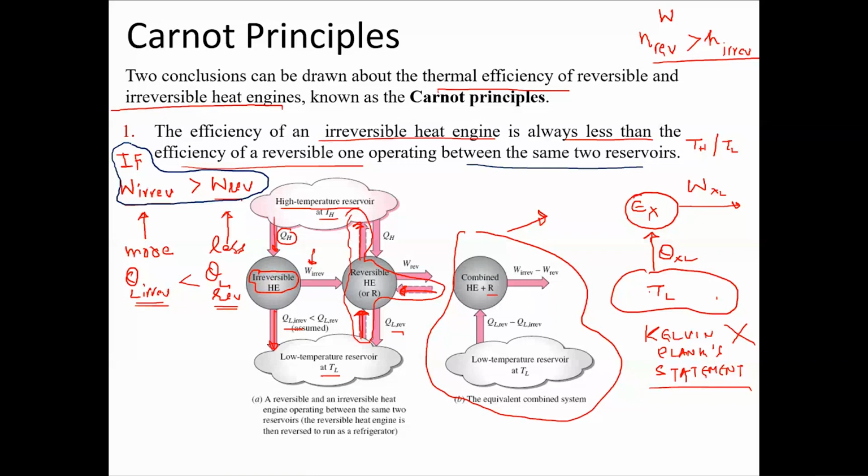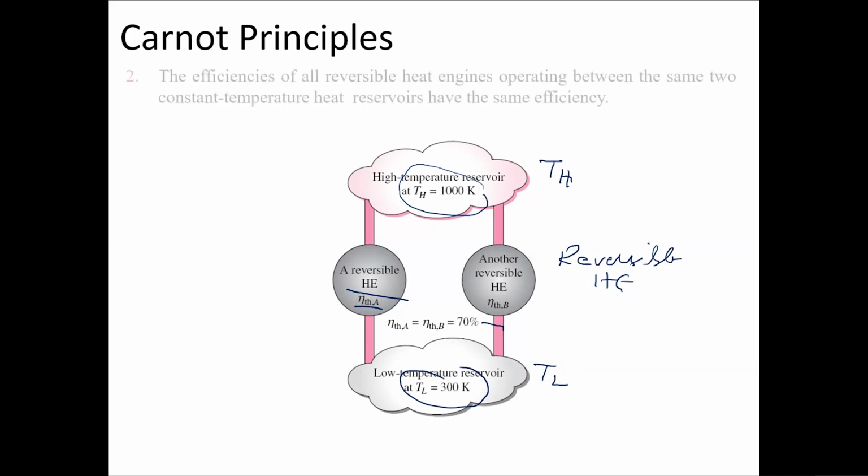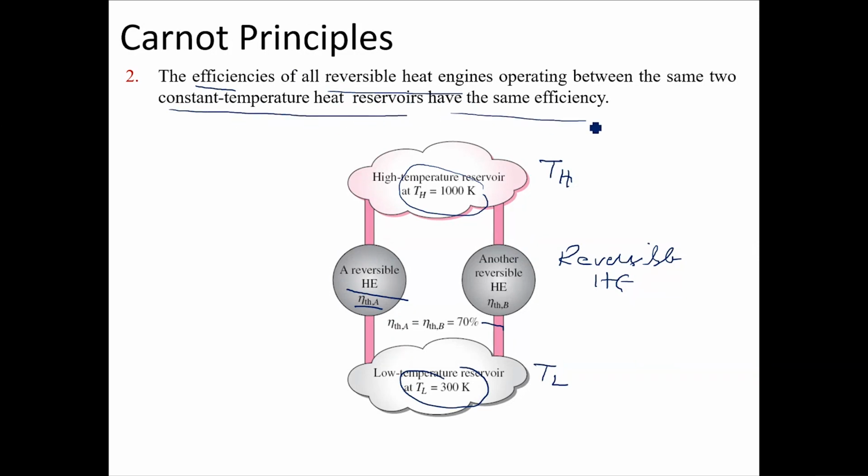All right. The second Carnot principle is that if there are two reversible heat engines, engine A and engine B, operating between temperatures TH and TL, and these temperatures are fixed, the reversible heat engines would have the same efficiency. No matter what you do, they'll have the same efficiency. That means the efficiencies of all reversible heat engines operating between the same two constant temperature heat reservoirs would have the same efficiency. This is a very important principle.